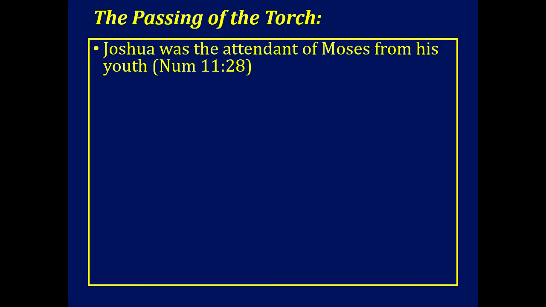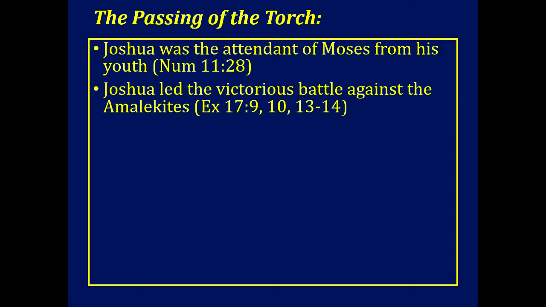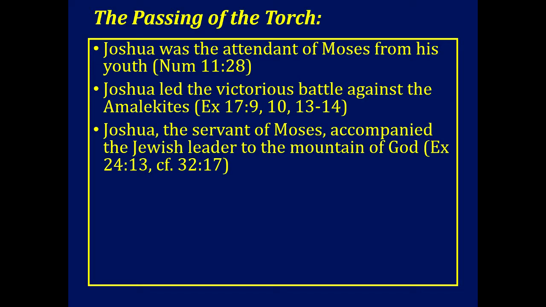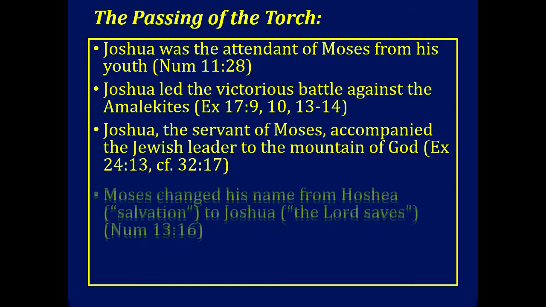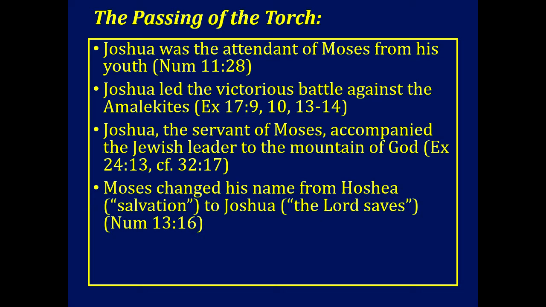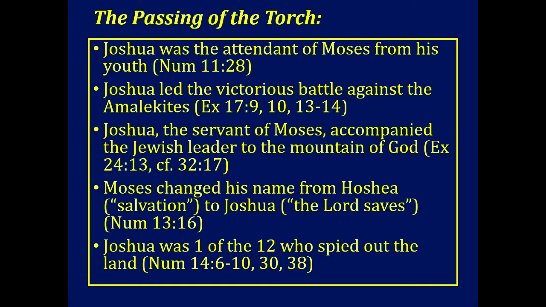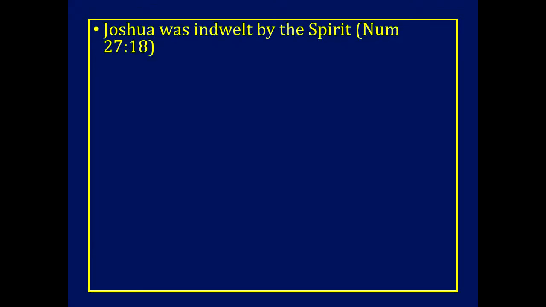But we have the passing of the torch between Joshua and Moses, and so next week we'll come and look at the book of Joshua. Joshua was the attendant of Moses from his youth, Numbers chapter 11, verse 28. Joshua led the victorious battles against the Amalekites. Joshua, the servant of Moses, accompanied the Jewish leader to the mountain of God. Moses changed his name from Hoshea, salvation, to Joshua, the Lord saves, for whatever reason, don't know. Joshua was one of the 12 who spied out the land.